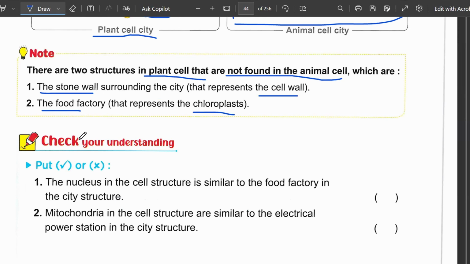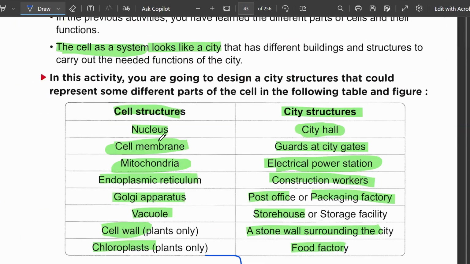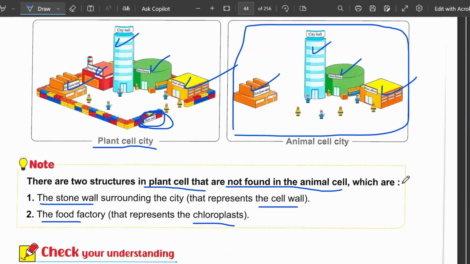Let's check your understanding. Put true or false. 1. The nucleus in the cell structure is similar to the food factory in the city. I think the food factory in the city and the nucleus are not similar, because the food factory in the city structure is like chloroplasts in the plant cell, while the nucleus is similar to the city hall. Okay, nucleus is similar to city hall, while chloroplasts are like the food factory. So, false.